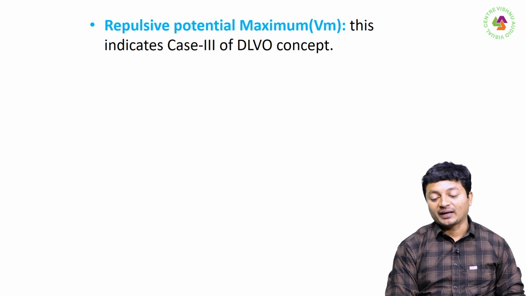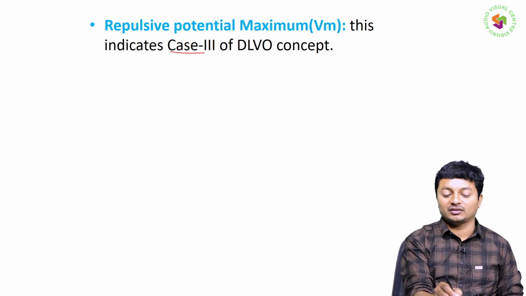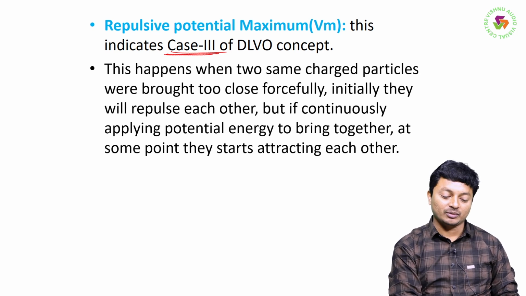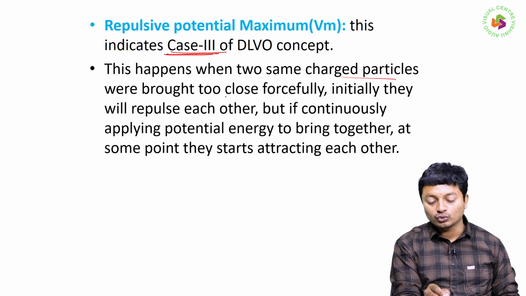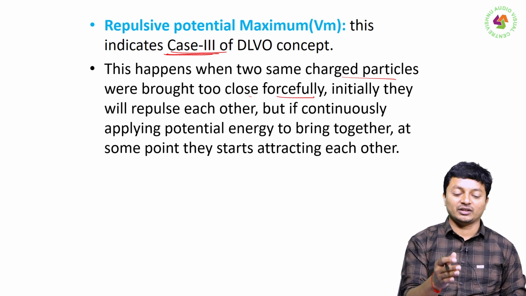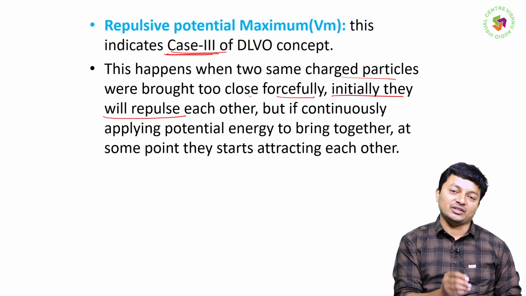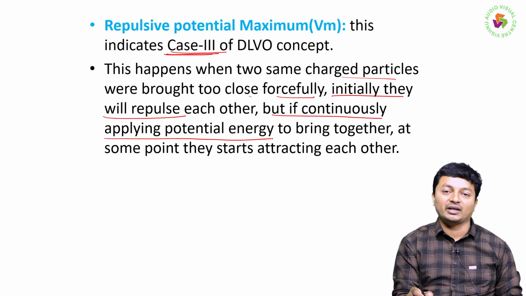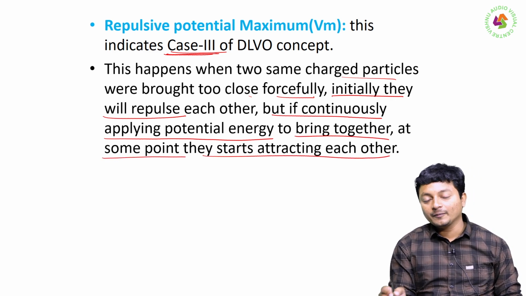Repulsive potential maximum. This can be understood in case 3 of the DLVO concept, and this happens when two same charged particles are brought too close forcefully. Yes, we did this in case 3. We can observe it in the graph also. Initially they will repel each other, but if you continue applying potential energy to bring them together, at one point they start attracting each other.